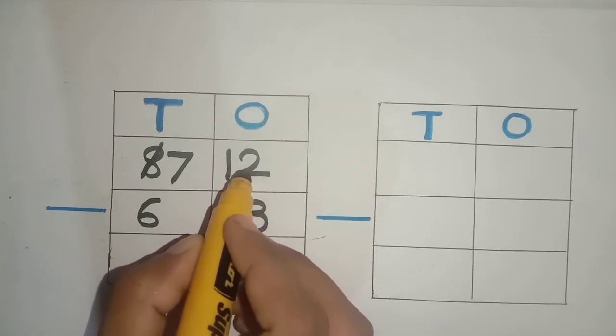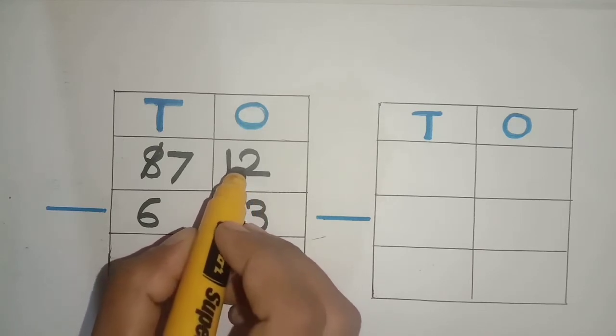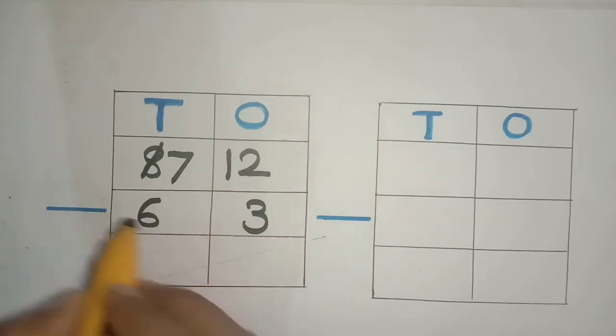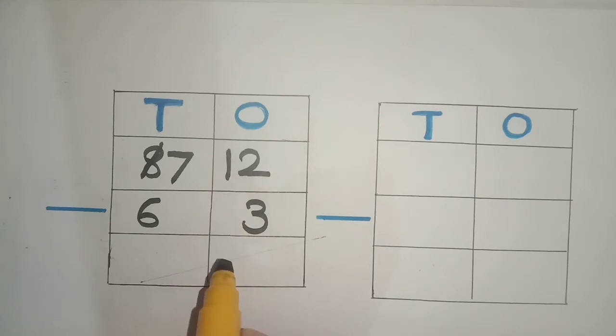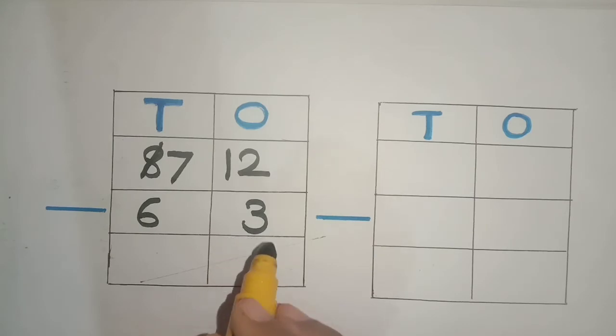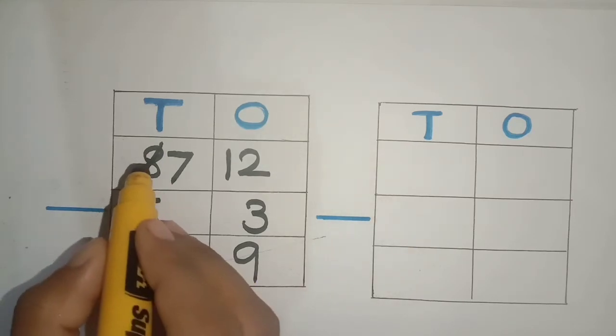So now just do the subtraction. 12 minus 3. Okay, 12 minus 3. 12 before 3 number we have to count backward. So 12 before 3: 11, 10, 9. So the answer is 9. Okay children, understand? And now come to the next place.